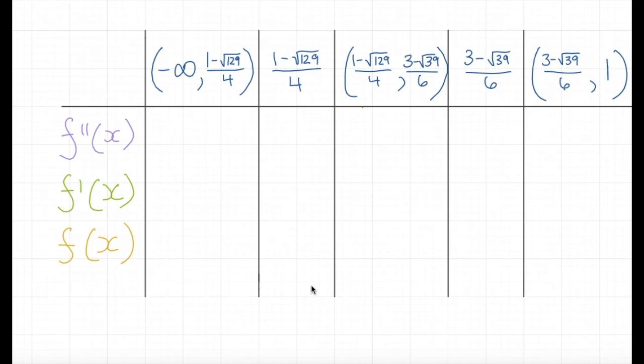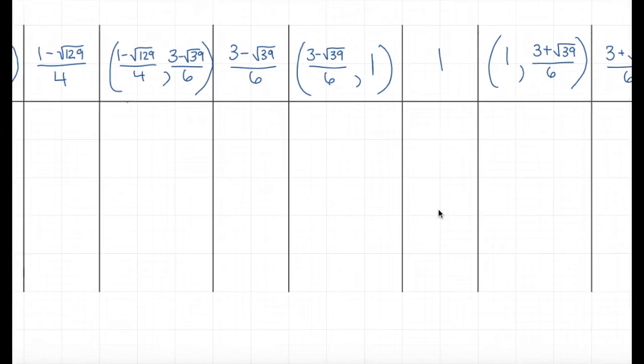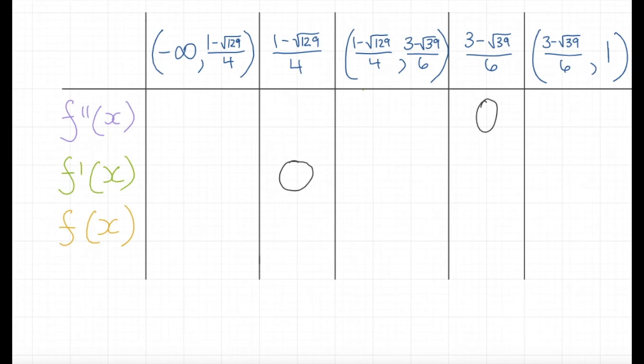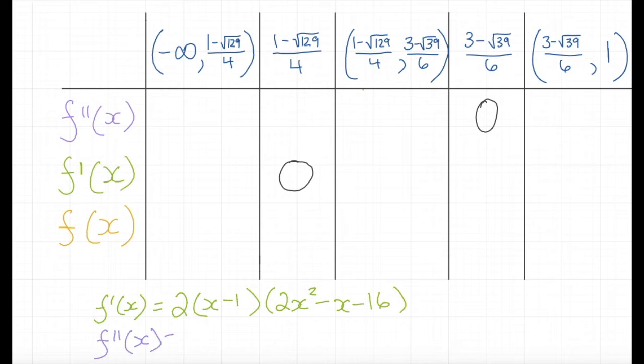We now create a table with all of our intervals, critical points, and potential points of inflection. On our left-hand side, we have f double prime of x, f prime of x, and f of x, and we also note the places where either our second derivative or first derivative are 0. Let us recall our first and second derivatives.